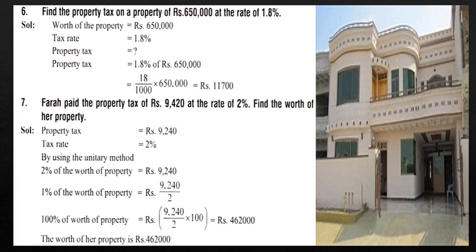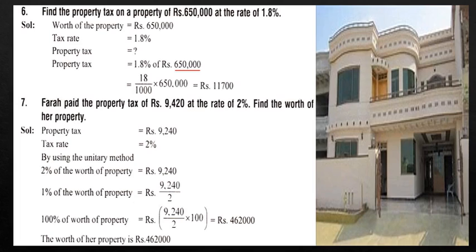Find the property tax on a property of 6,50,000 at the rate of 1.8%. Students, what do we do? First of all, we write the worth of property, then the rate of tax, and the property tax we are finding. 1.8% of the given amount, rupees 6,50,000.